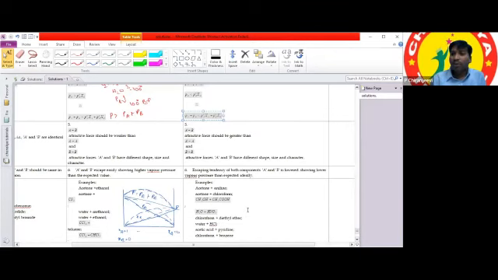Why does it become non-volatile? Here it has strong intermolecular attraction forces between the solute and solvent. Before that it is highly volatile. Whenever you dissolve it in water, it becomes non-volatile because of strong intermolecular attraction forces. Whenever solutions have strong intermolecular attraction forces, that kind of solutions are called negative deviation non-ideal solutions.